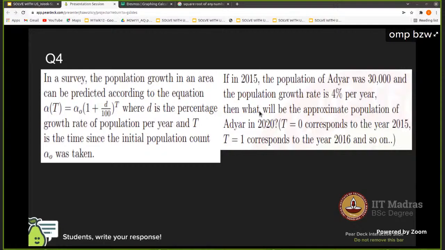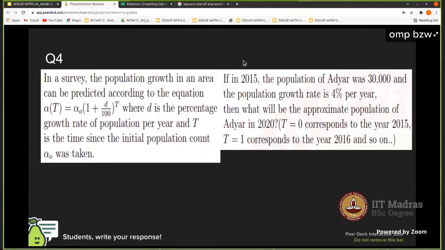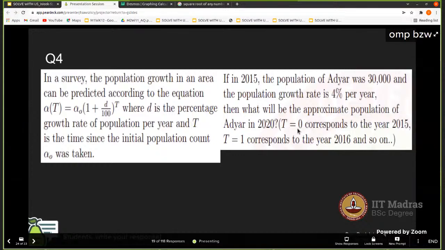So t is 6, right? See, t is equal to 0 if it is 2015, 2016 is 1, 2017 is 2, 2018 is 3, 2019 is 4. What is 2020? 5. So look here, t is equal to 0, we started from 0.